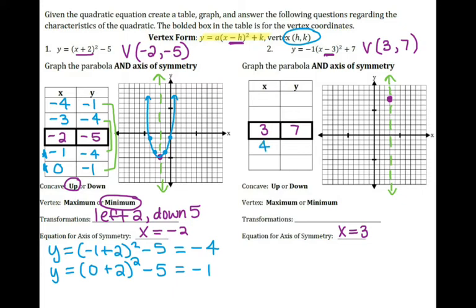So in numerical order, I have 4, 5, and then before 3, I have 2 and 1. And I'm going to pick either of those values to plug in to find my other points. I'm going to go with the top two this time, just for a little bit of variety. So I have y equals negative 1 times, but of course instead of x, I'm going to plug in (2 minus 3) squared plus 7. Now be careful as you are calculating this because you do have this negative 1 in the front. So let's take it piece by piece.